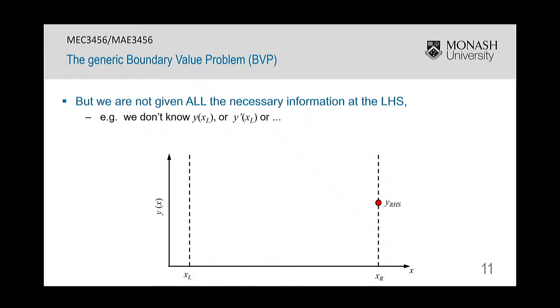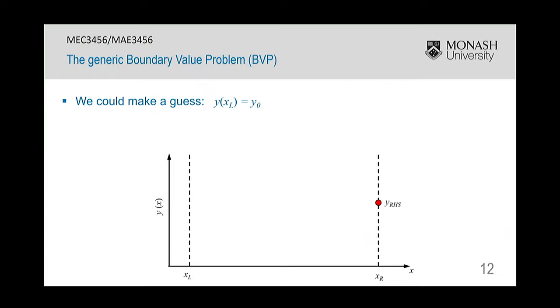So we know that our solution has got to be equal to that when we get to the right-hand side. However, we are not given all the necessary information at the left-hand side. So, for example, we don't know what y of xl is, or perhaps the first derivative, or something else that's important to be able to solve this problem. Let's focus on the case where y of xl is the thing that we don't know. So what's y of xl here? We don't know what it is. So how could we tackle the problem?